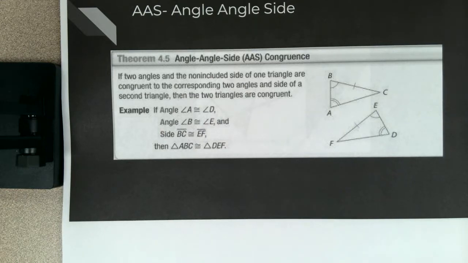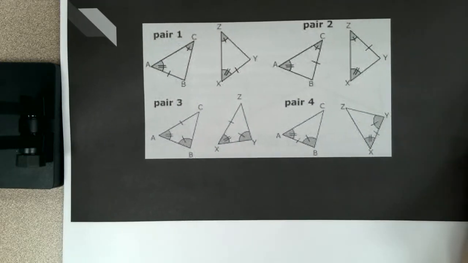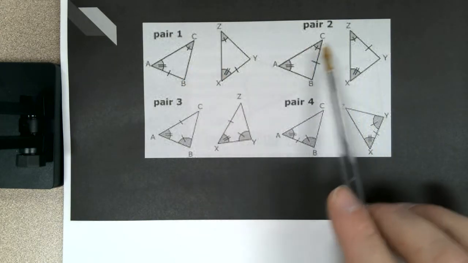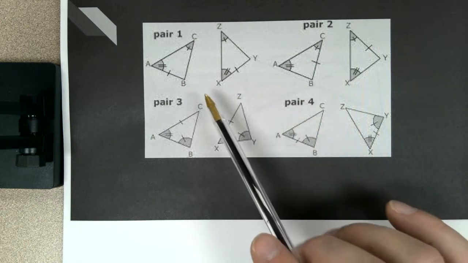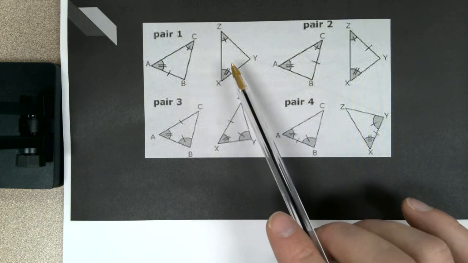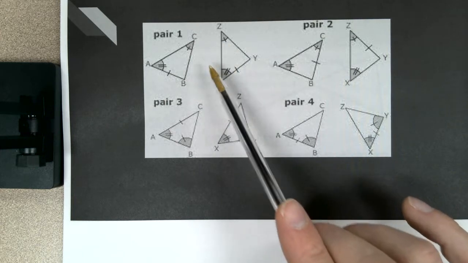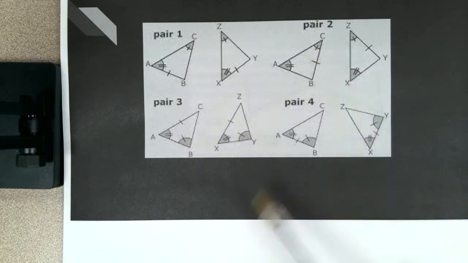Okay, so here's what I want you to do. We're going to go to this slide here that has 4 pairs of triangles. What I would like for you to do is look at each pair and determine whether or not it is angle, angle, side or angle, side, angle. So look at pair 1 and make that determination, then look at pair 2 and make that determination. And what I want you to do is type in your answers into chat one at a time, and then I will let you know if you're correct or not as you move through those.